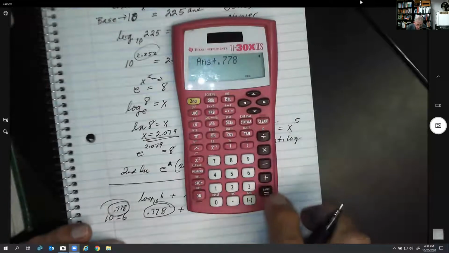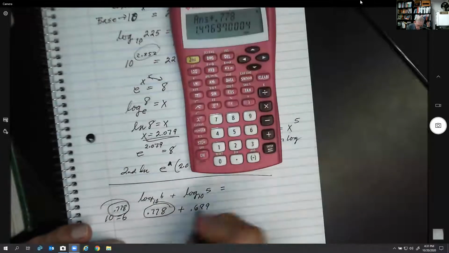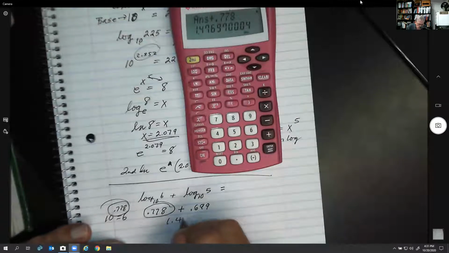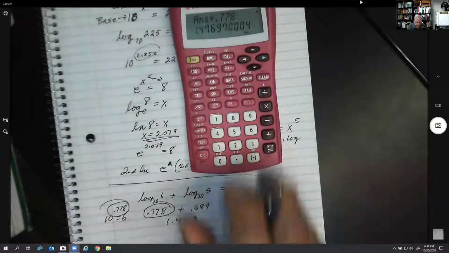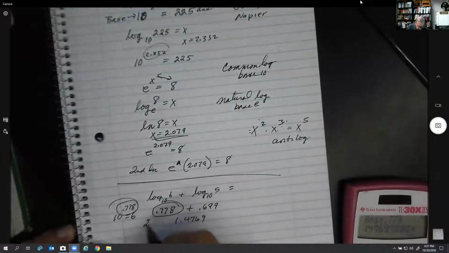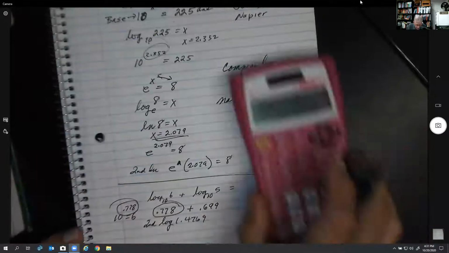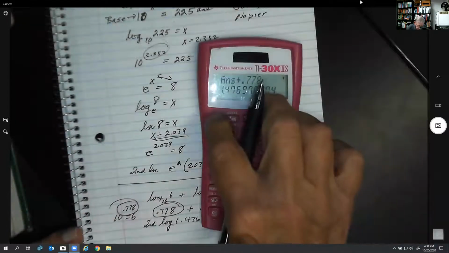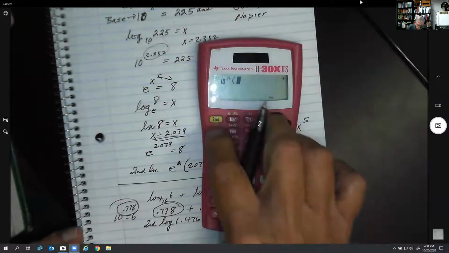0.778. And we get 1.4769. We just put that. Then we're going to take the anti-log of that. We're going to hit second log. And it should give me, well, hopefully 11. Let's see what happens. Second log.